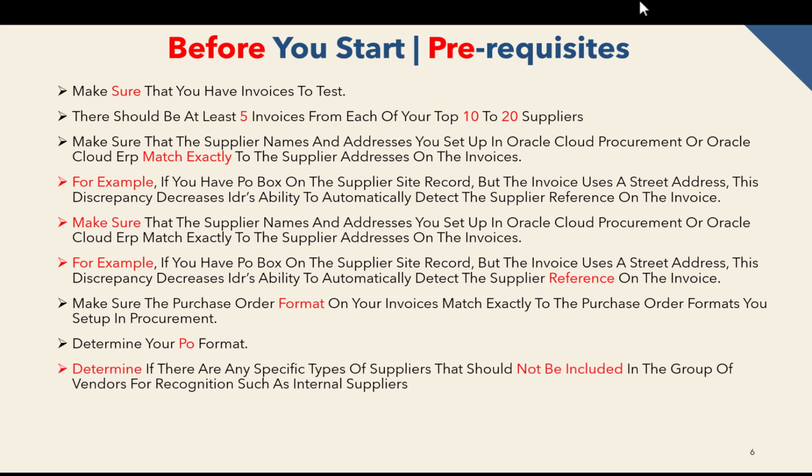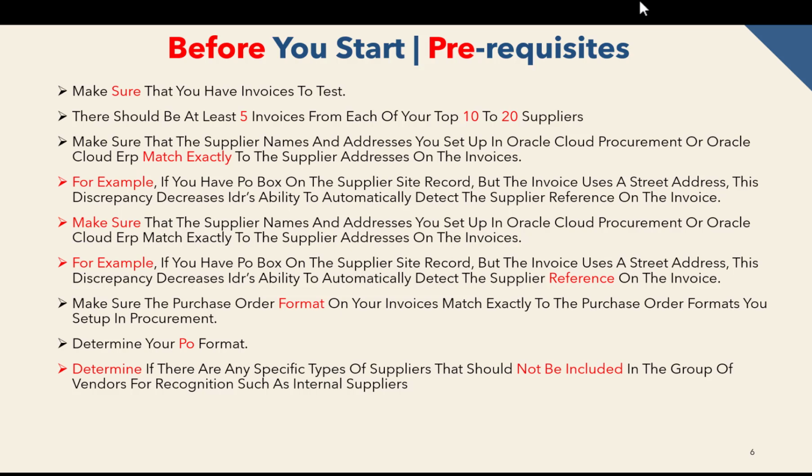Determine if there are any specific types of suppliers that should not be included in the group of vendors for recognition, for example, internal suppliers. Customers again need to determine what types of suppliers they have. The implementation team must exclude suppliers such as internal ones, used for example for intercompany purchases.